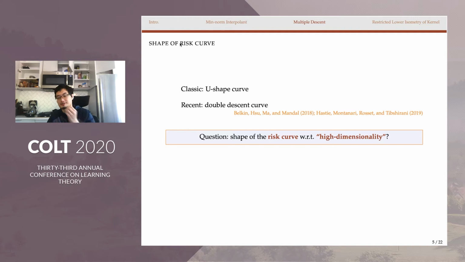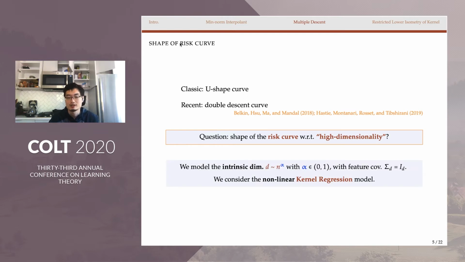Now our question is, what does the shape of the risk curve look like if we plot it against dimensionality? So here we have a model of high dimensionality like this. d is roughly proportional to n to the alpha power, and the feature covariance matrix is IID isotropic. We also consider a nonlinear kernel regression model. Here, the nonlinear kernel regression model is key to our results.